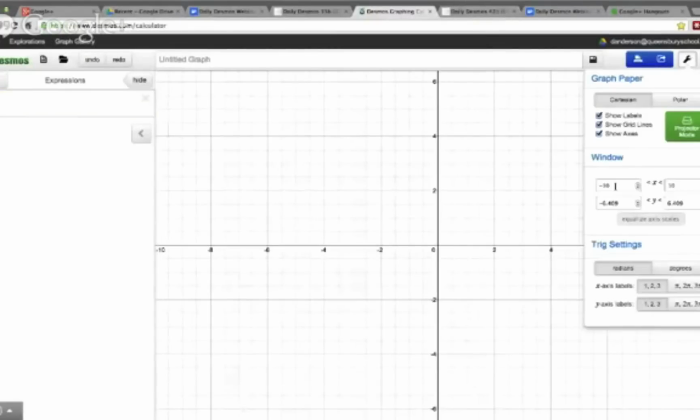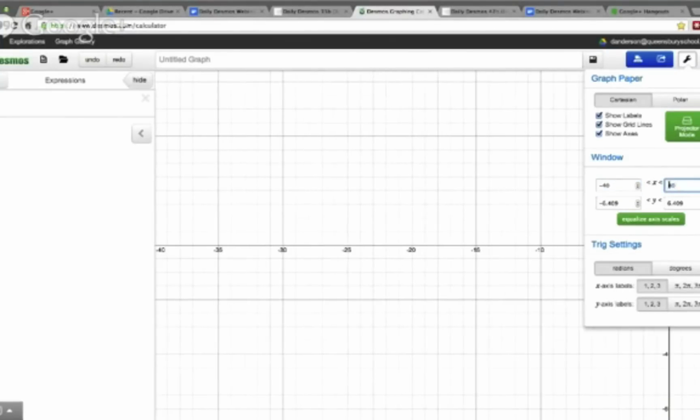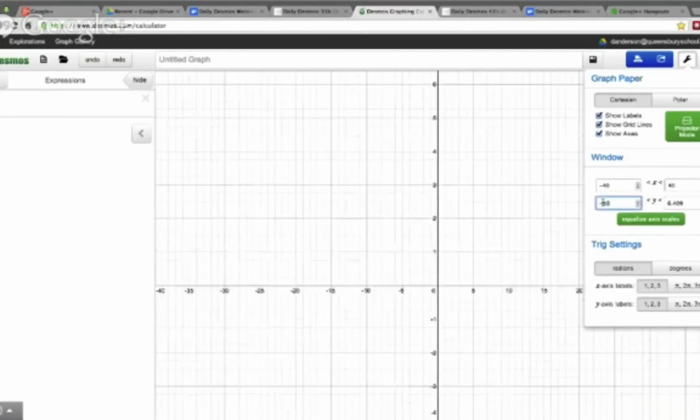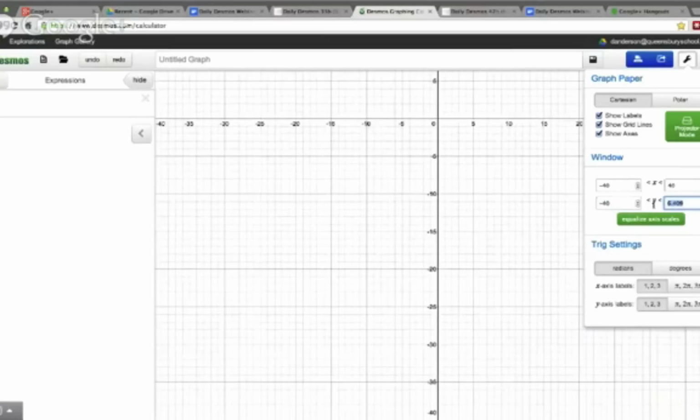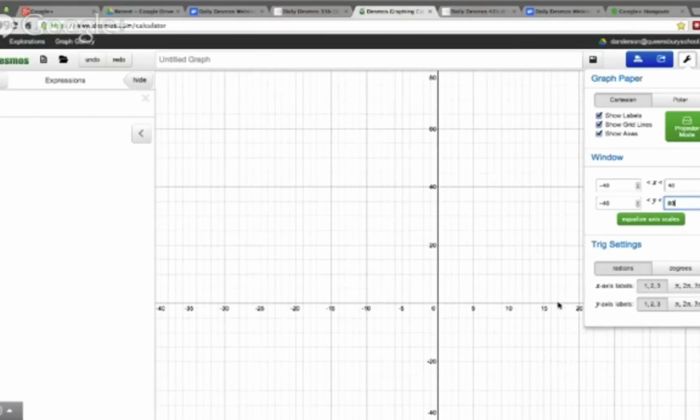Great. And it's really easy to do that in Desmos up here with this little wrench. I haven't used that feature before. Also, whenever you're doing trig problems, you can switch to radians and have the axes labeled with multiples of pi, which is really nice.